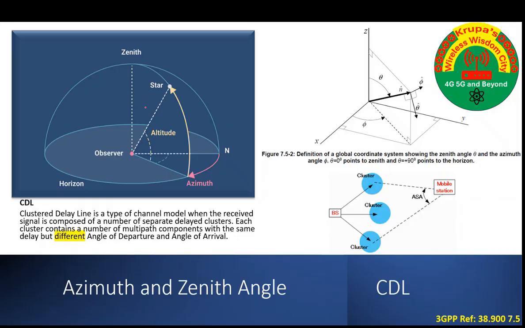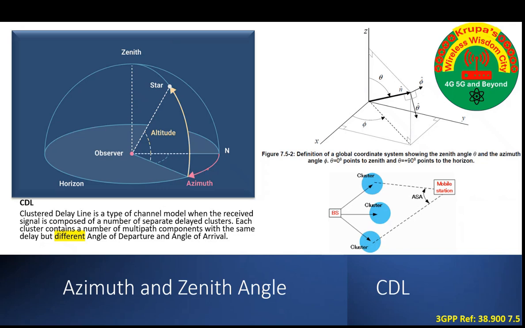To begin with, azimuth and zenith. This is very critical to know. Understand that azimuth is basically covering my horizontal plane. Somebody to understand, let's say there is a vertical plane like this. How much angle I am from the vertical angle, that is my azimuth angle.